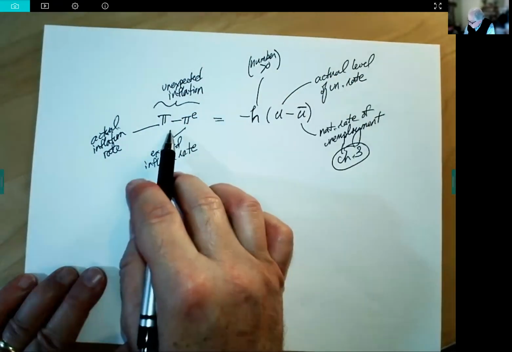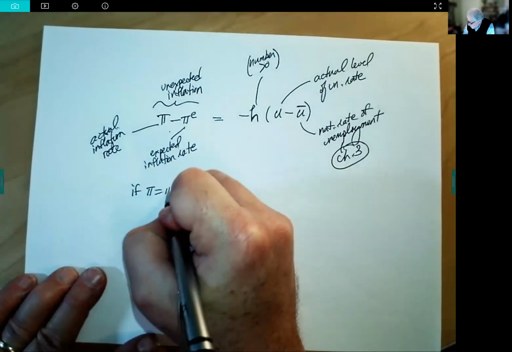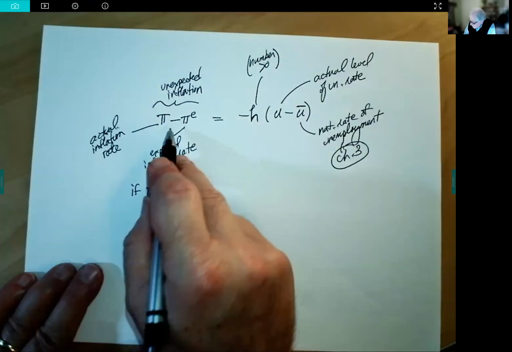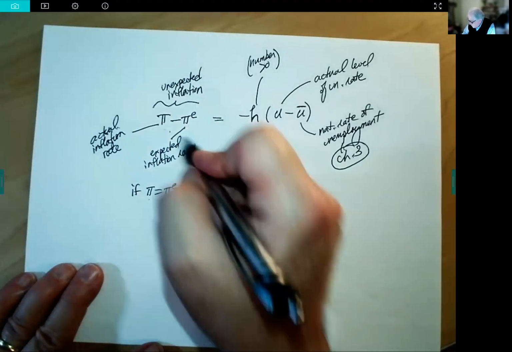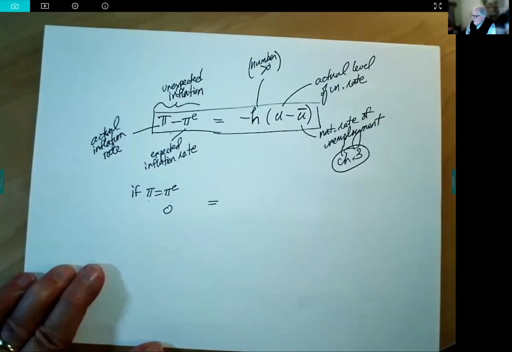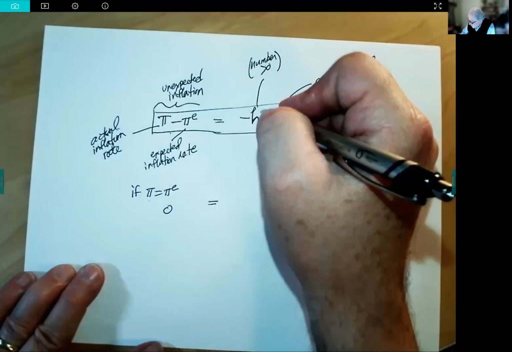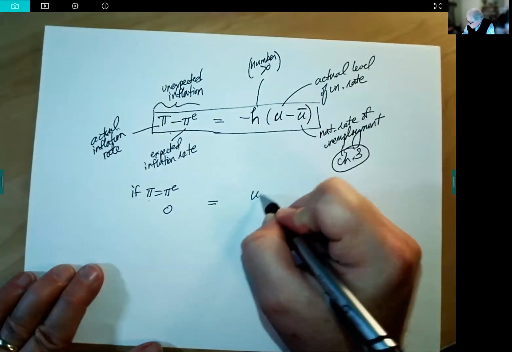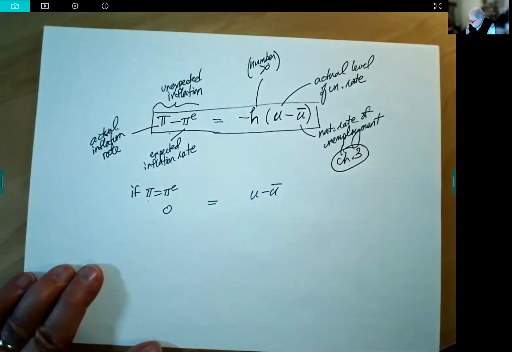So if they're equal, right? If pi equals pi e, or if actual inflation equals expected inflation, then this minus this is 0 on this side. So this side of that equation has to be 0. H is a positive number, so the only way this can be 0 is if the actual level of unemployment equals the natural rate. Right?